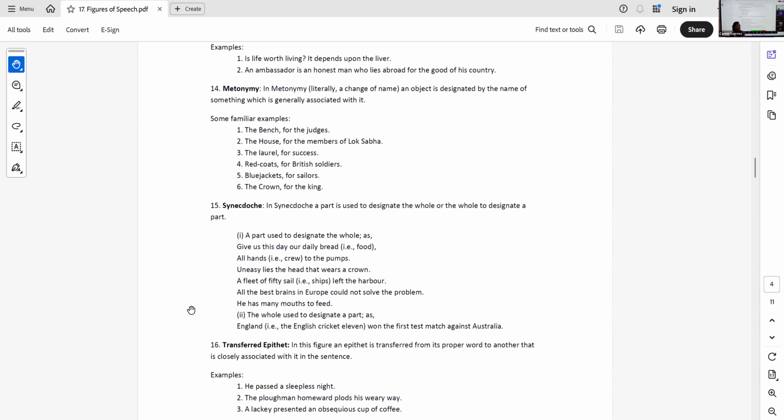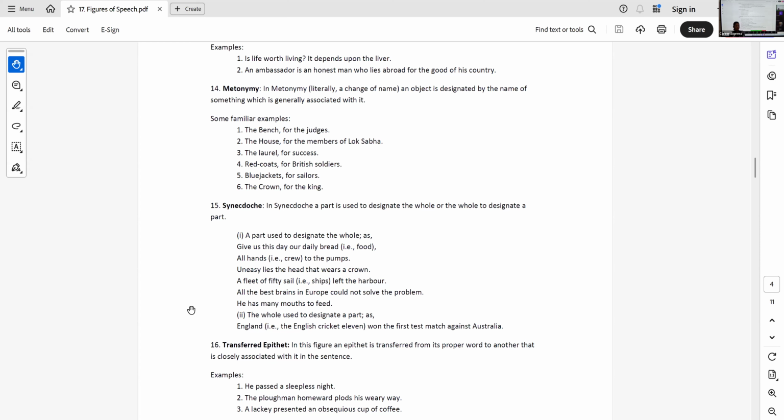Then all boots on the ground. Next example, all boots on the ground. Boots is shoes, part of the soldier. So instead of saying soldiers to the ground, you're saying all boots on the ground.